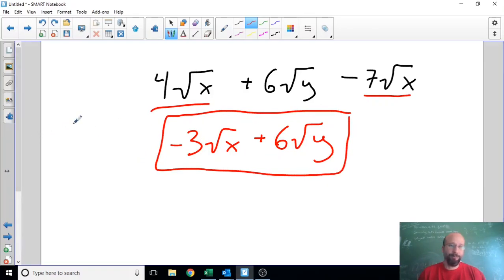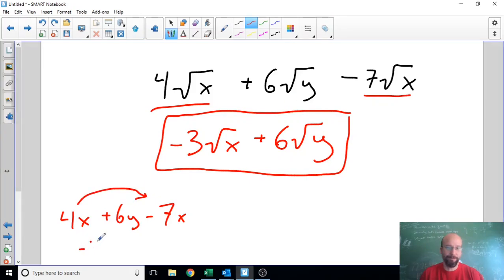Again, we're always good with the combining like terms, and that's all this is. Instead of 4x plus 6y minus 7x, the only difference is that these are roots. But you would do this. You guys know how to do this, and it translates the same as this, right? Combine your like terms, and if it doesn't have a term, you just bring it down.